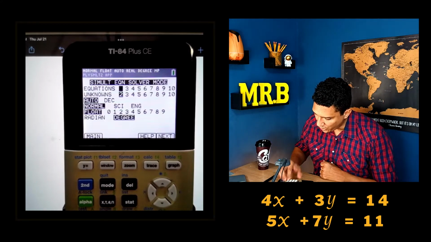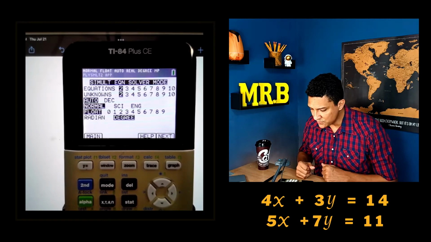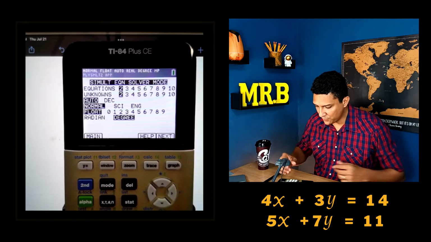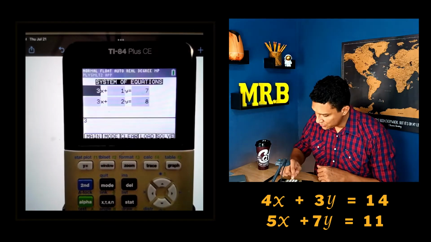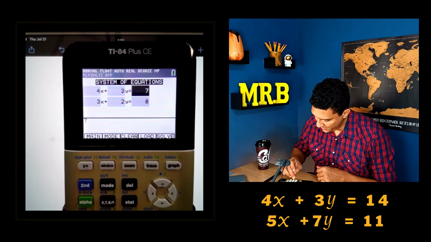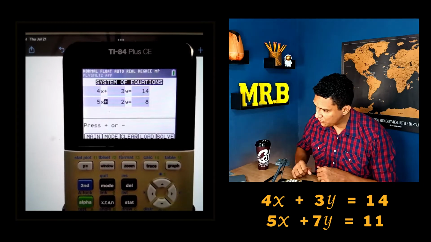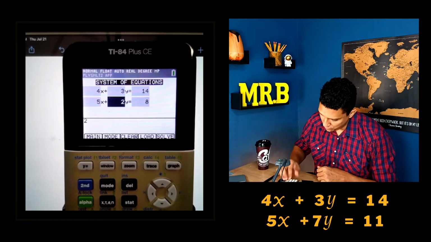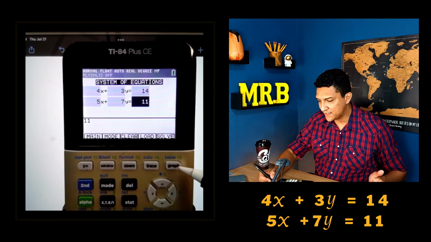Again I'm going to press simultaneous equation solver, second option. Two equations, two unknowns, two variables, and then next. Now I'm going to input the coefficients. So 4x plus 3y equals 14, and then 5x plus 7y equals 11.